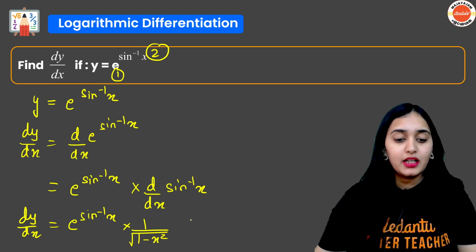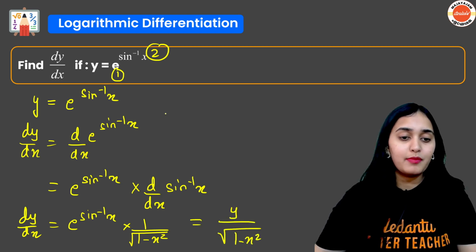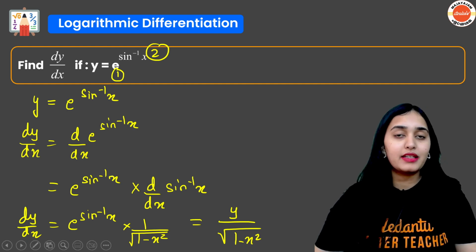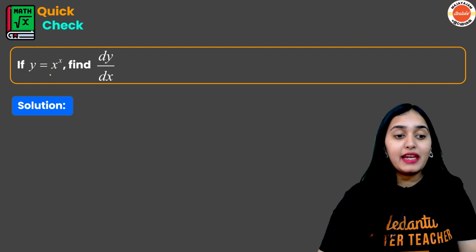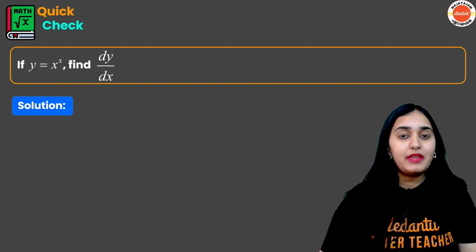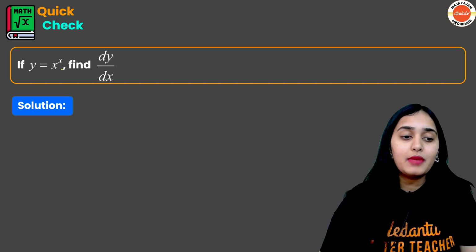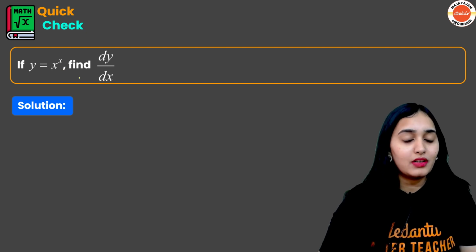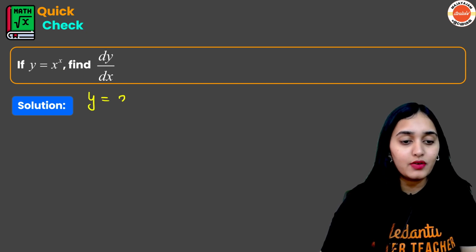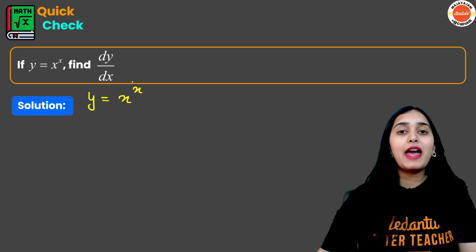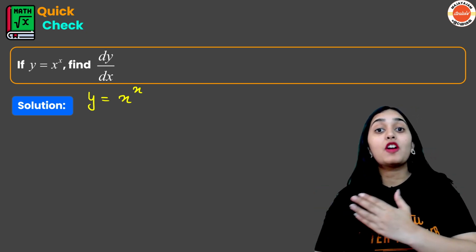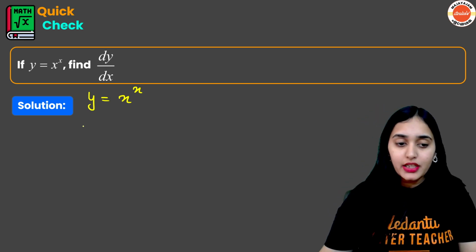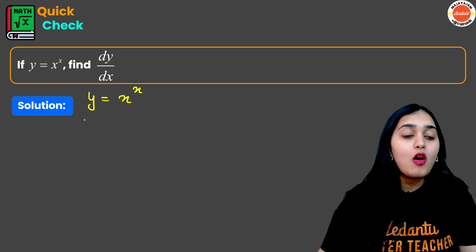Got it, everybody? You can also write it as y upon root over 1 minus x square, because y is equal to e to the power sine inverse x. Okay, next. y is equal to x to the power x. Now, how do you differentiate such types of questions? Let me show you. Suppose you have y is equal to x to the power x. Now, if you have on the right hand side any function to the power of another function, then what you do, you just apply log on both the sides.